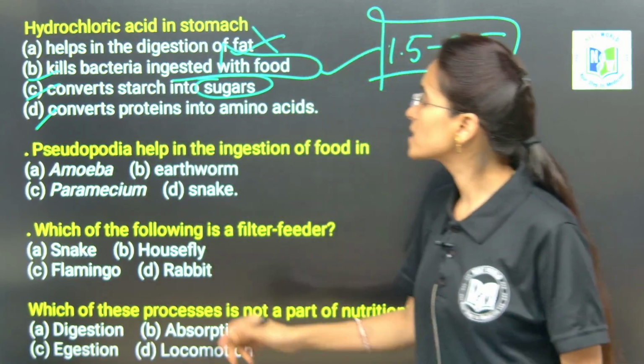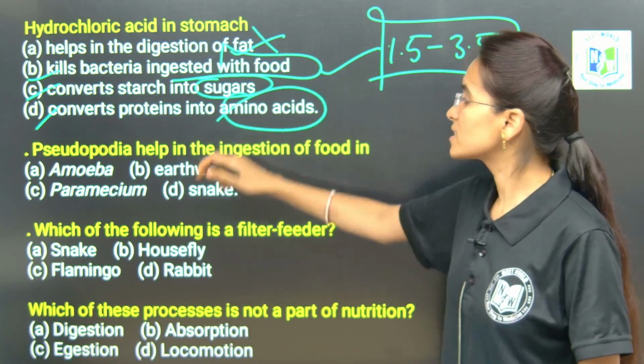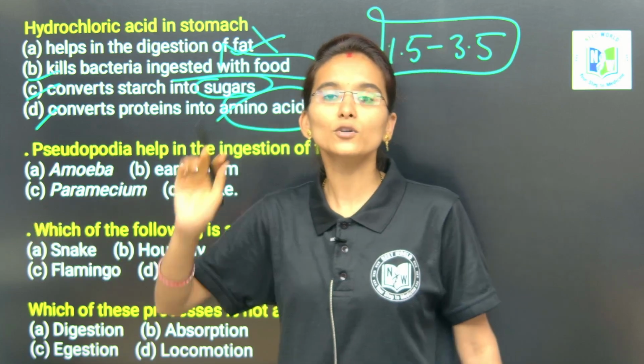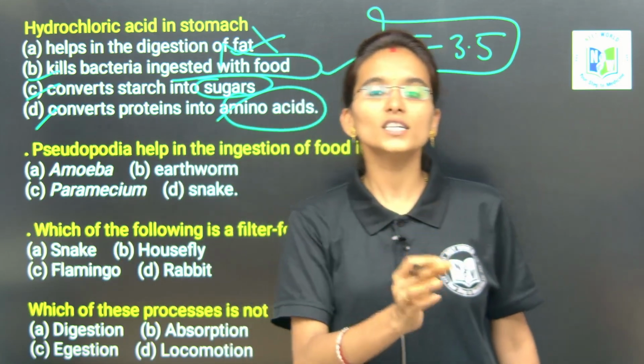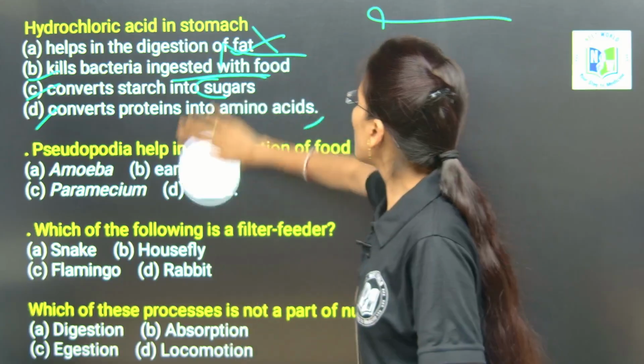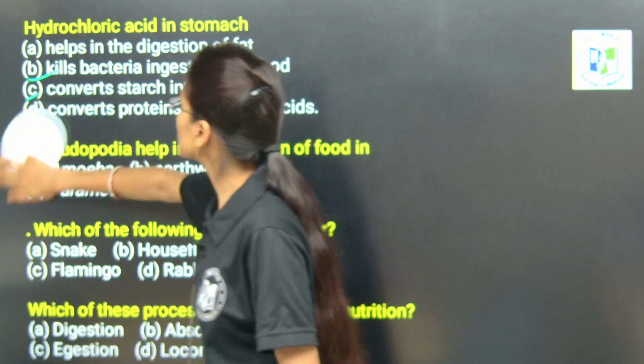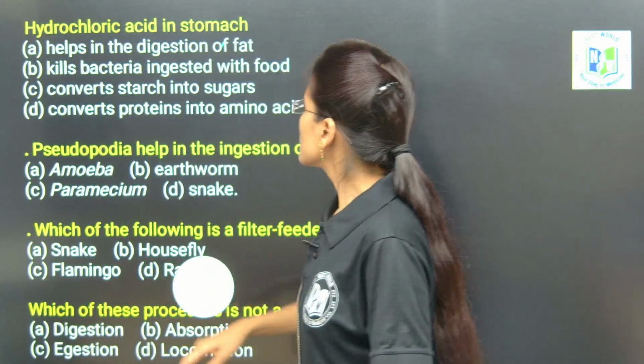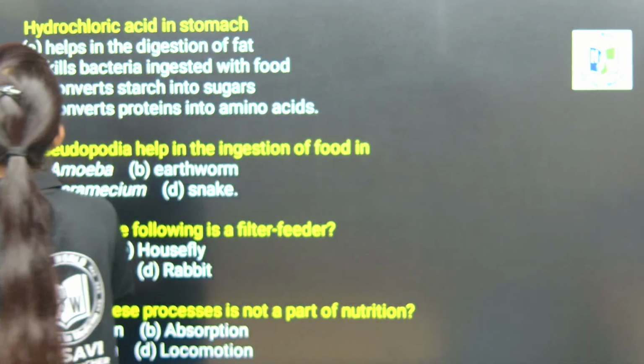And next one, option D, converts proteins into amino acids. This is also wrong, my dear students. Proteases, pepsin, these are going to convert proteins into the amino acids. Okay. So clear with this question? Yes. So now look into the next question, my dear students.